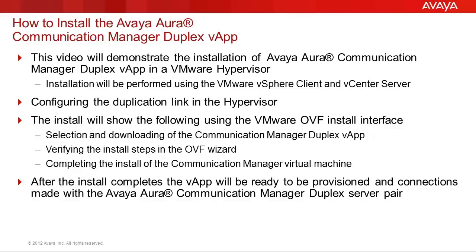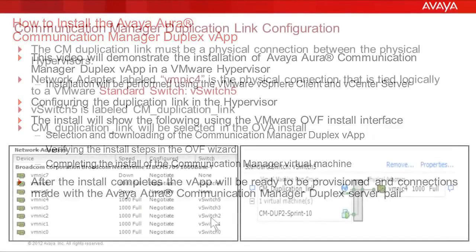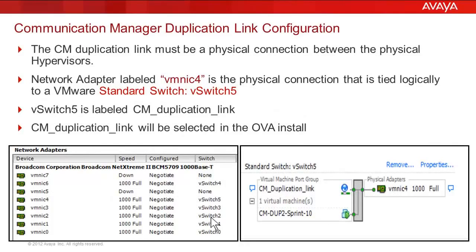After the install steps are completed on each of the Duplex servers, the pair will be ready to be configured and provisioned. The CM Duplex pair in the VMware environment requires a dedicated duplication link between two separate hypervisors. The hypervisor at each end of that link needs to have a dedicated virtual switch port mapped to a physical Ethernet port on the physical server.